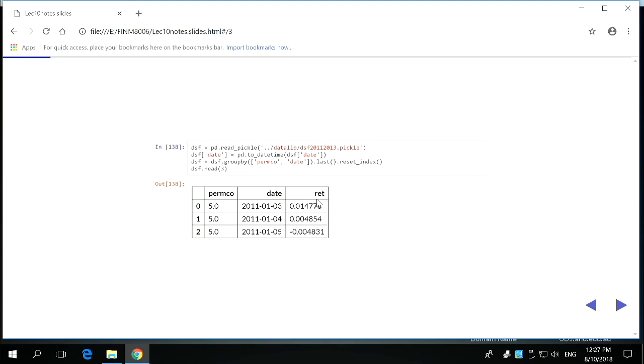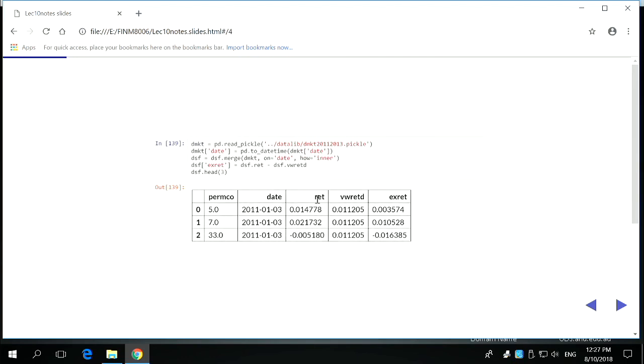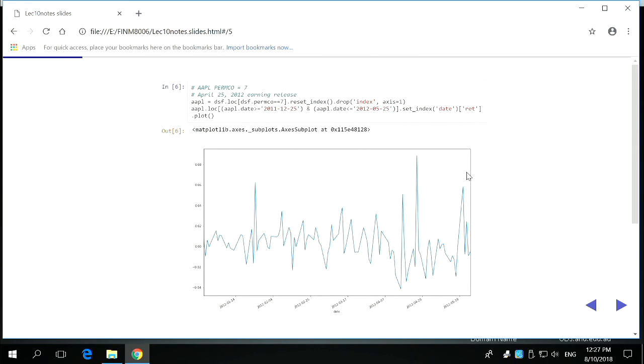So let me actually use some data to illustrate. This is the daily return data, I think from 2011 to 2013. And we also have the market data, also daily. Then I can merge the two datasets and calculate the excess return, which is the firm's return minus the market return. Here is the excess return. All right, so let's use Apple as one example. Apple is permno equal to 7. I want to look at the Apple stock returns between 2011 December 25th and 2012 May 25th.